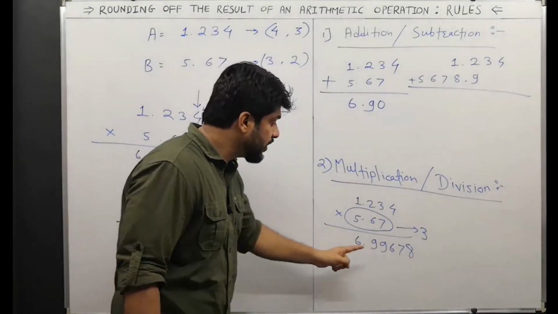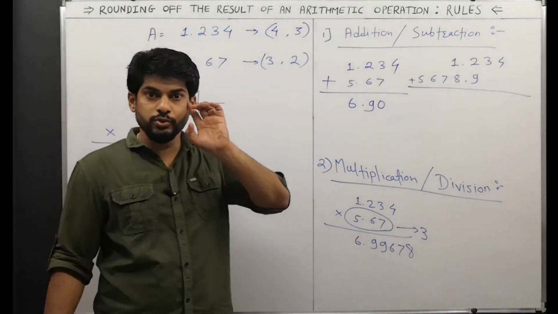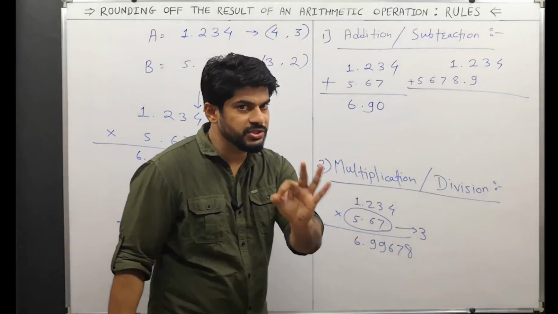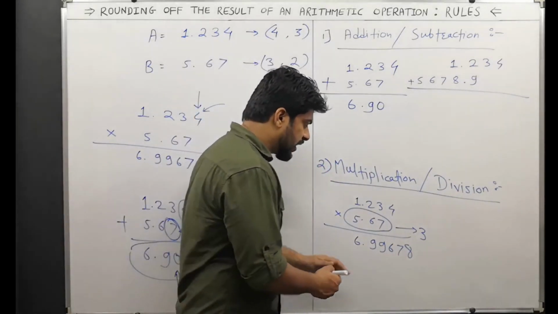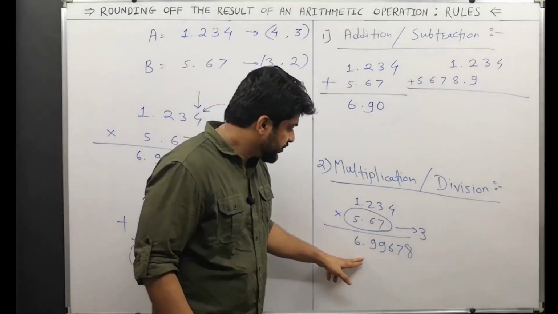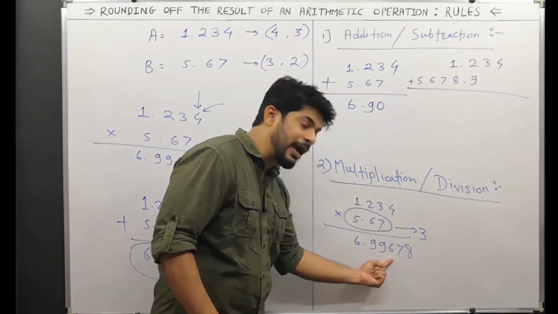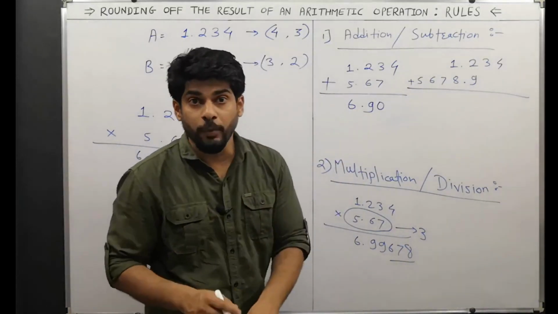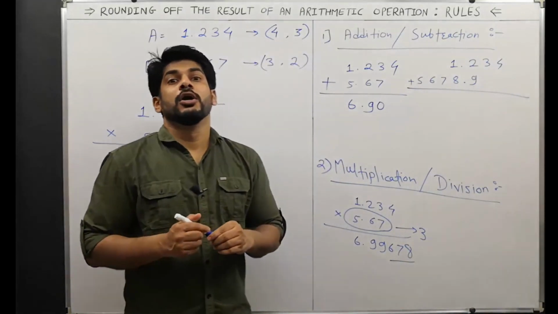So we will round off using the rules of rounding off. We have to round off this number to only 3 significant figures. That means it should contain only 3 digits, so the remaining 3 digits have to be dropped from here. So we check.